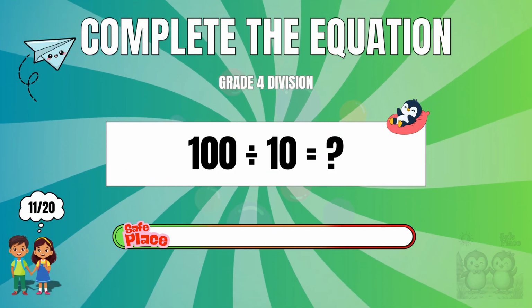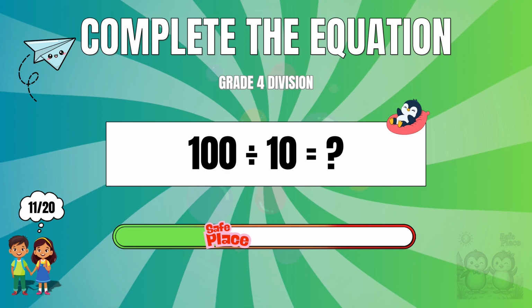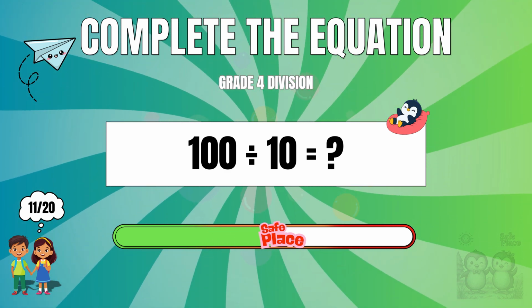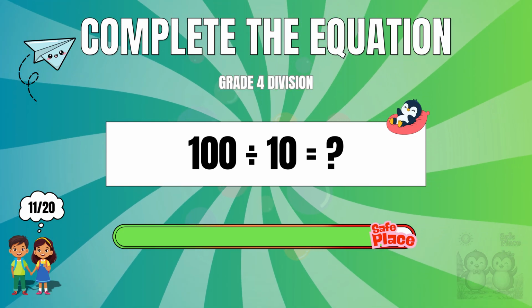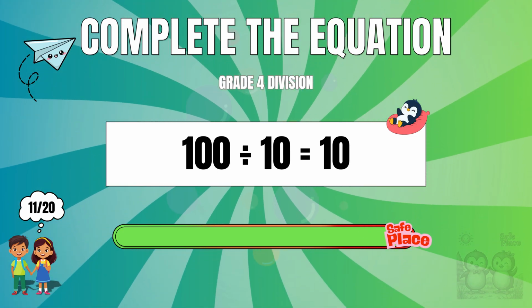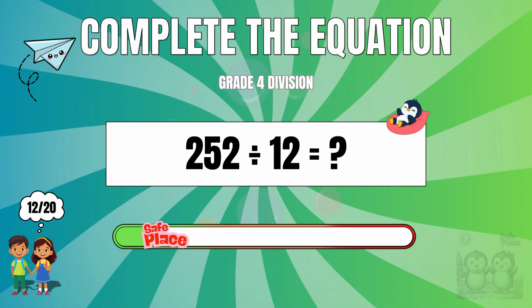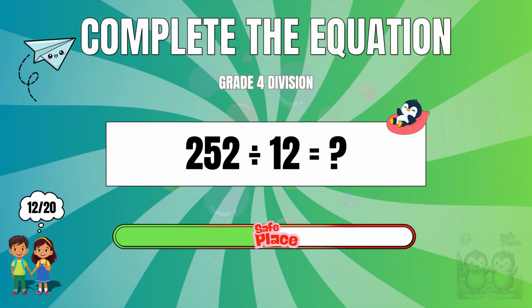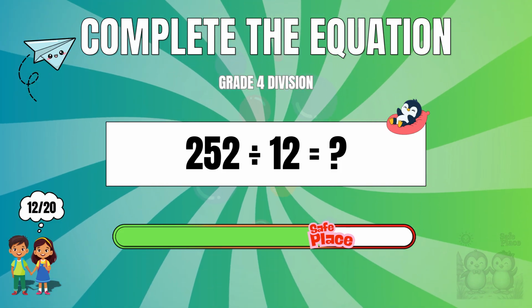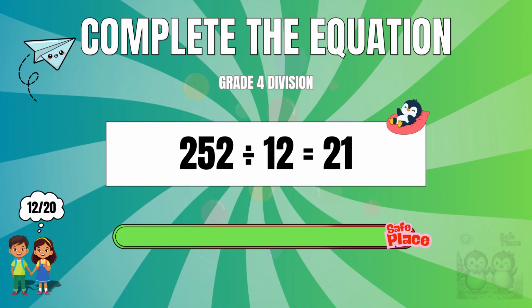Quick one. 100 divided by 10. Three, 2, 1. Correct, 10. Let's keep going. 252 divided by 12. Three, 2, 1. The result is 21.